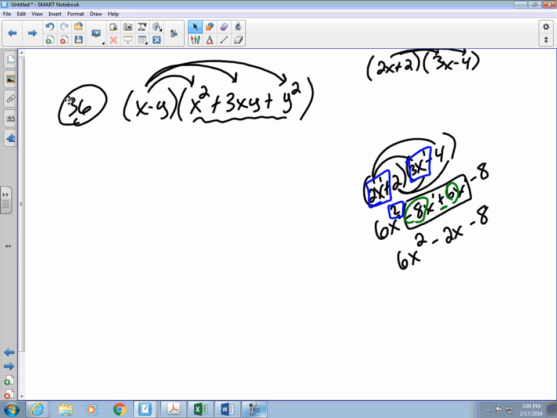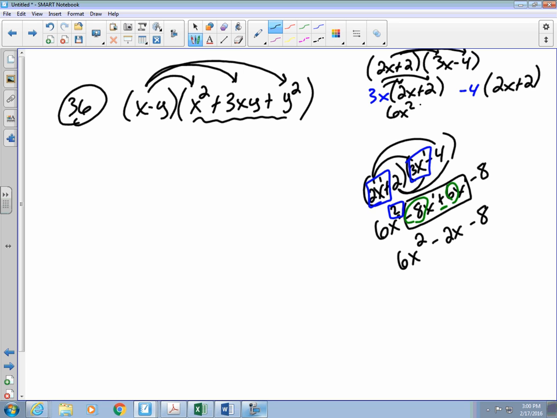So I'm going to color code this real quick. So I'm going to take the 3x and the negative 4. I'm going to put those in the front, and I'm going to take the 2x plus 2 to both of them. That's still going to give me the same answer. Okay, there's my 6x squared and my 6x. Here's my negative 8x, and here's my negative 8, which then again, that's negative 2x, and you're back to the beginning. So you're going to use that same process with this one.